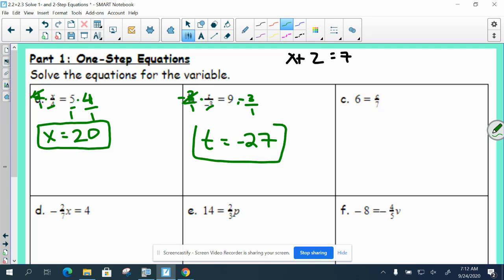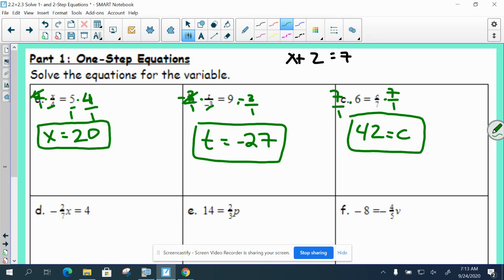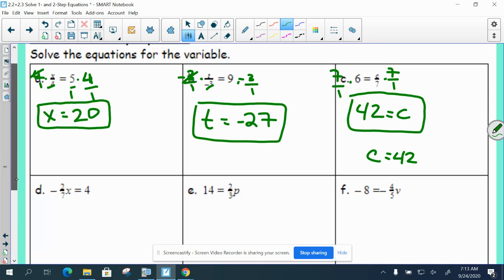For part C, again, it's the same exact equation as these ones. It's just the variable is on the other side of the equation. So instead, we're going to multiply by 7 over 1 on the right side. Well, and you're still doing it on the left side. So this would be 42 is equal to C. Now you can leave your answer like that. That's fine. It's okay for the variable to be on the right side. If it really bothers you, you can just flip it around. C equals 42.